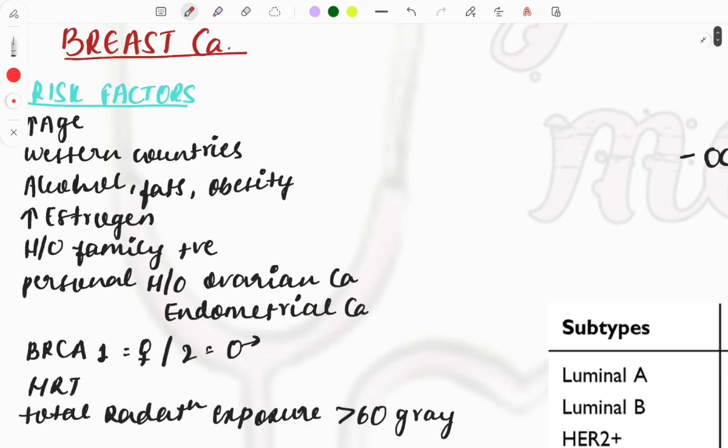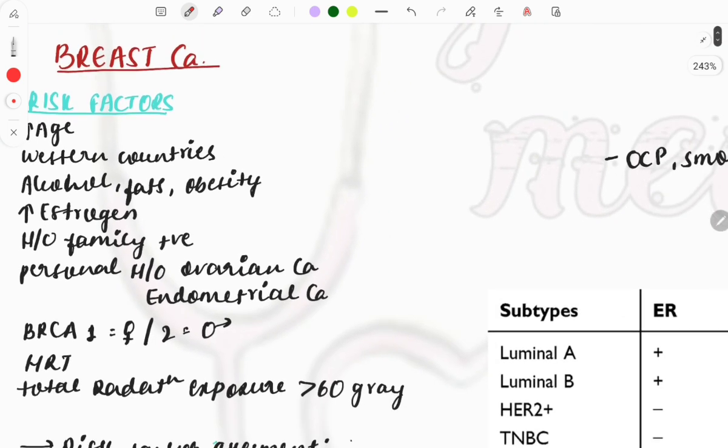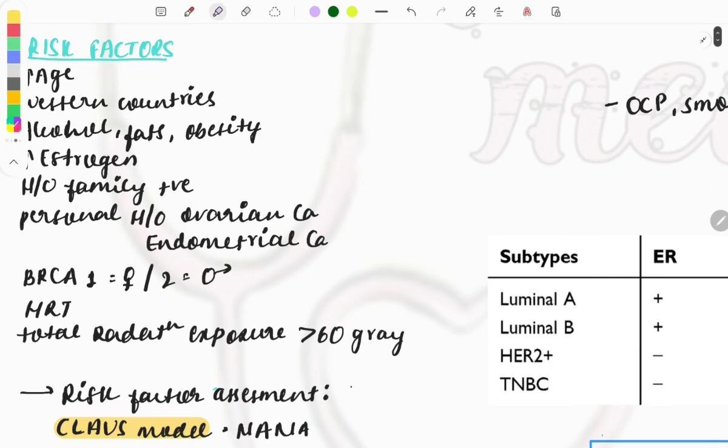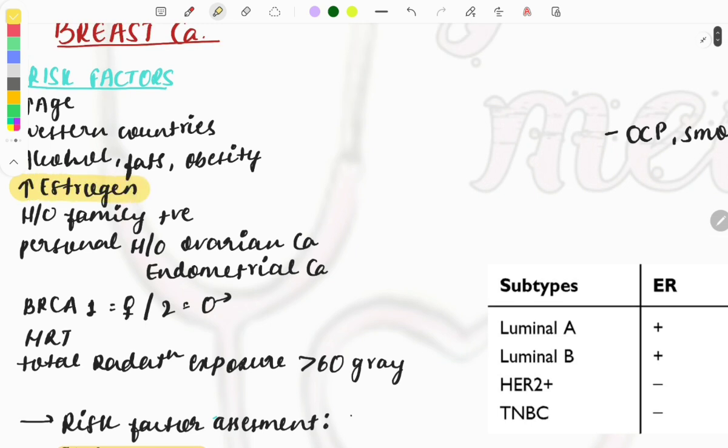The risk factors you must know are increasing age, Western countries, alcohol, fat, obesity. I'll be just saying the important things which you must remember. First one is estrogen, because this is asked in integration in the clinical cases.